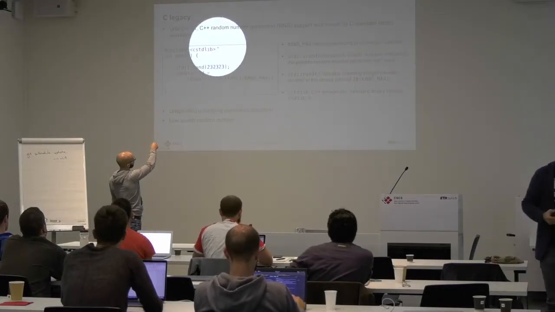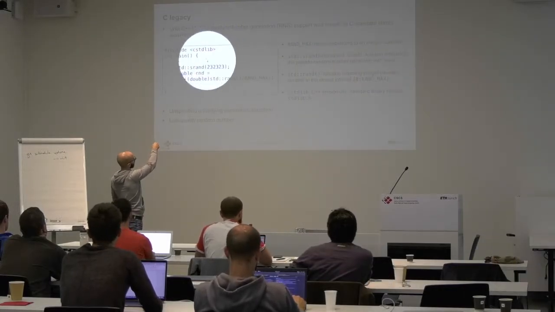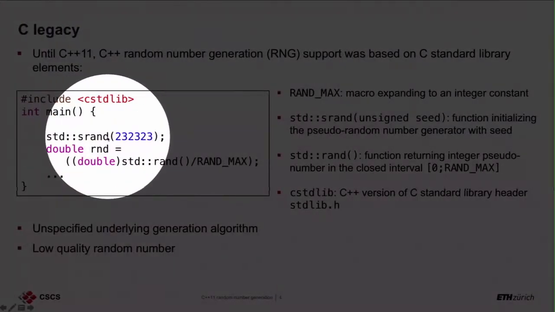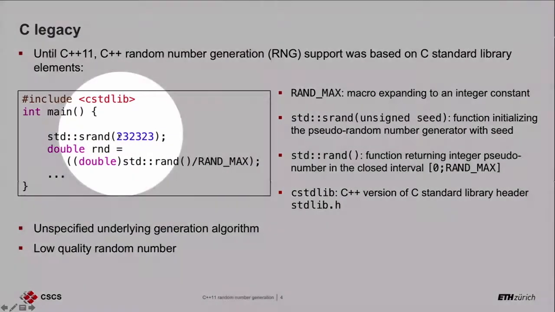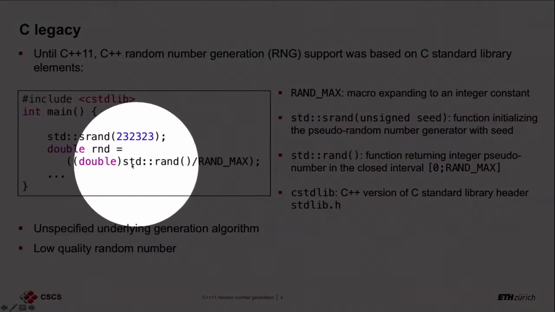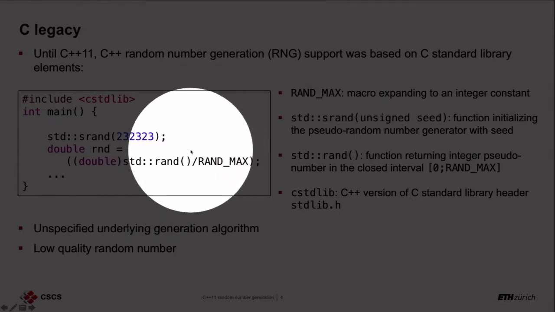You needed to include the C++ version of the C standard lib. Then you needed to initialize this random number generator by providing a seed. This is just a random seed. Then you can get a random number by making a call to the rand function.